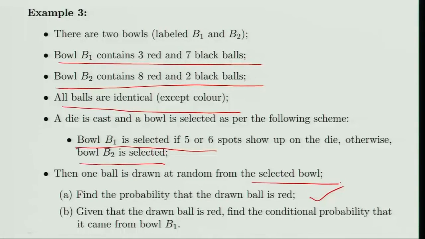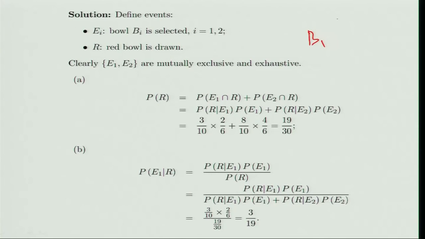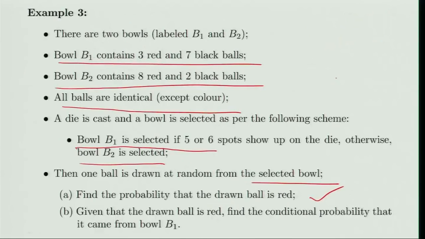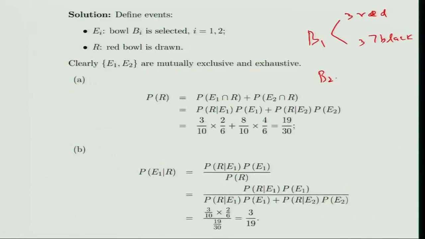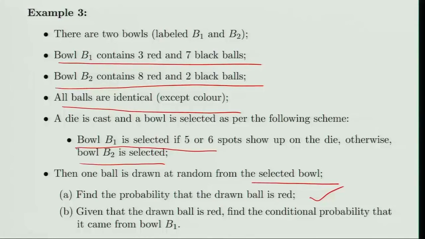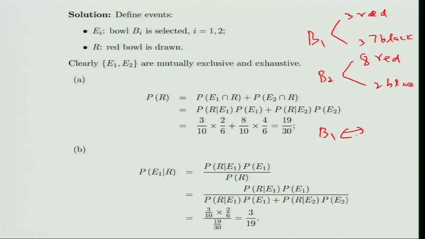So let us look at B1, which has 3 red, 7 black. Let us look at ball B2. Ball B2 has 8 red and 2 black. Now ball B1 is chosen if and only if the outcome of casting a die is number 5 or 6. B2 is selected otherwise, that means any other number comes up.